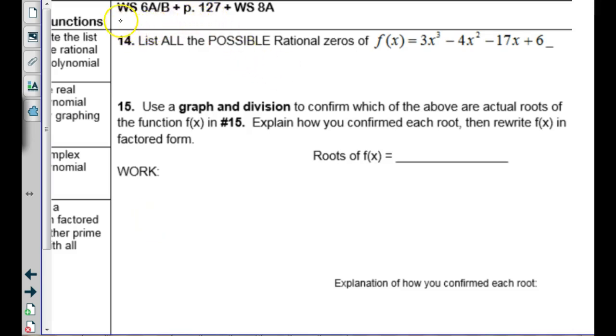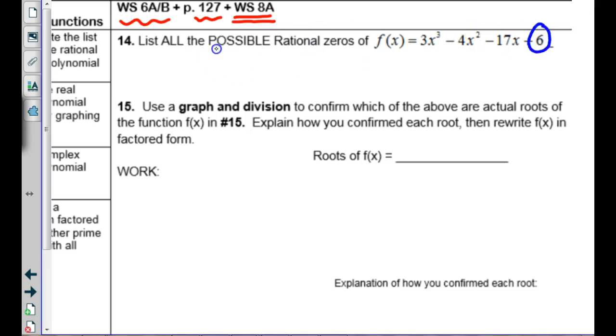All right, so 2.4, it says you can find notes on 6. Assignment is on page 127, and worksheet 8A has more practice on this. All right, when it says list all the possible, do not graph it and tell me only which ones work. You have to list them all. Remember how to do this? Factors of what?